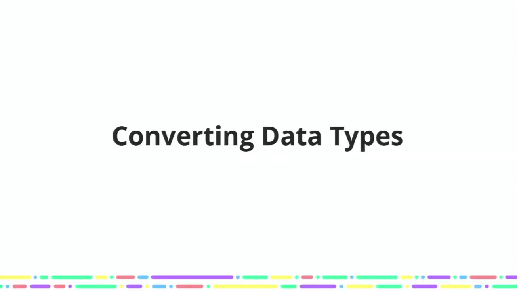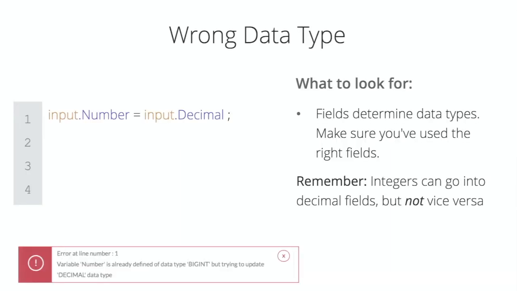So converting data types, this is really important if you're going to be using pretty much any of the data that a user enters into the program. So one of the issues is that when you're converting from different data types, you can only convert in certain directions. So for example, an integer can go to a decimal, right? But a decimal cannot go to an integer, right?